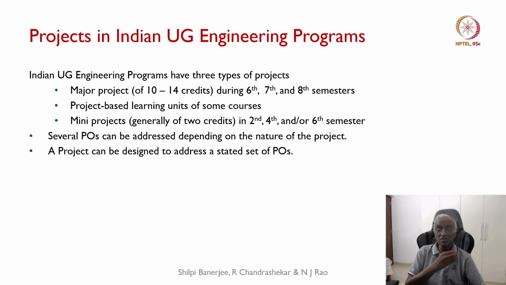In Indian UG programs, we have three types of projects. One is major project, which is anywhere from 10 to 14 credits during 6th, 7th, and 8th semesters. And you have project-based learning units in some courses. And you have many projects which generally have 2 credits in 2nd, 4th, and or 6th semester.